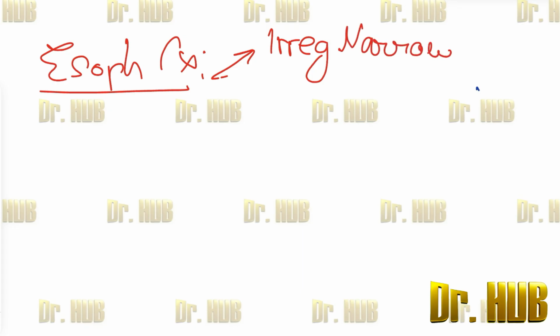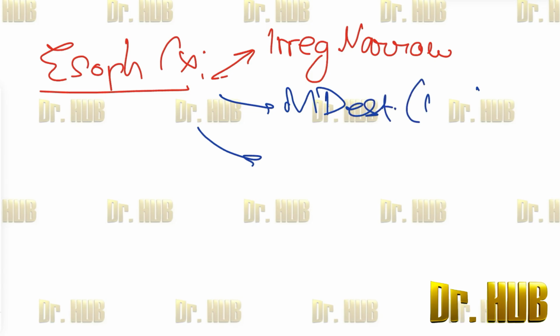Then moving on, we look at esophageal carcinoma as well as Schatzki's ring. So what is esophageal carcinoma? In esophageal carcinoma, there is irregular narrowing, mucosal destruction, as well as shouldered margins.